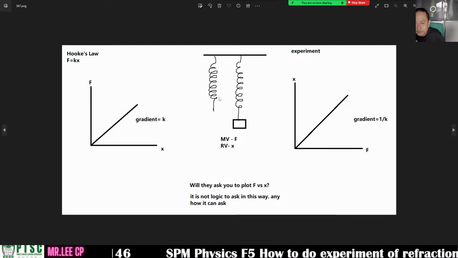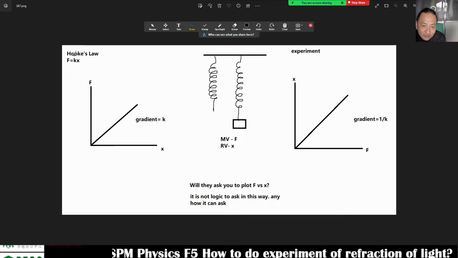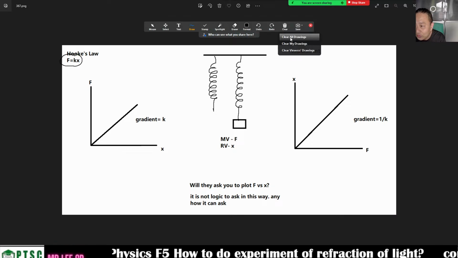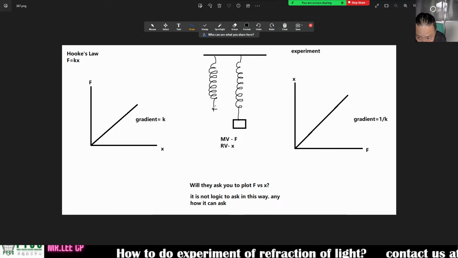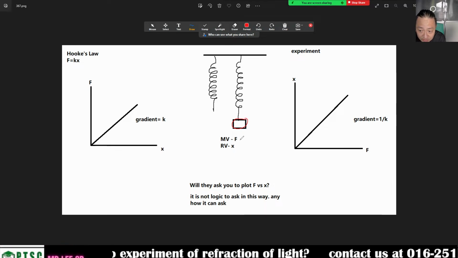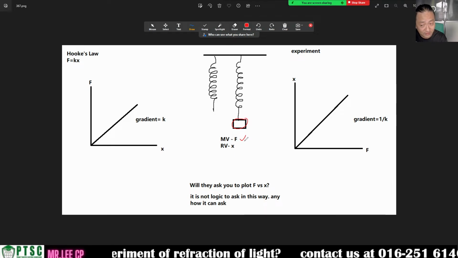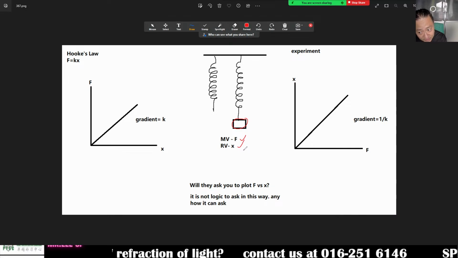Okay. This is Hooke's law. Hooke's law says what? Force is directly proportional to extension of the spring. Right? This is the original length of the spring. You hang something on it. What is your manipulated? The force. How much force is applied on it? F. Responding is x.